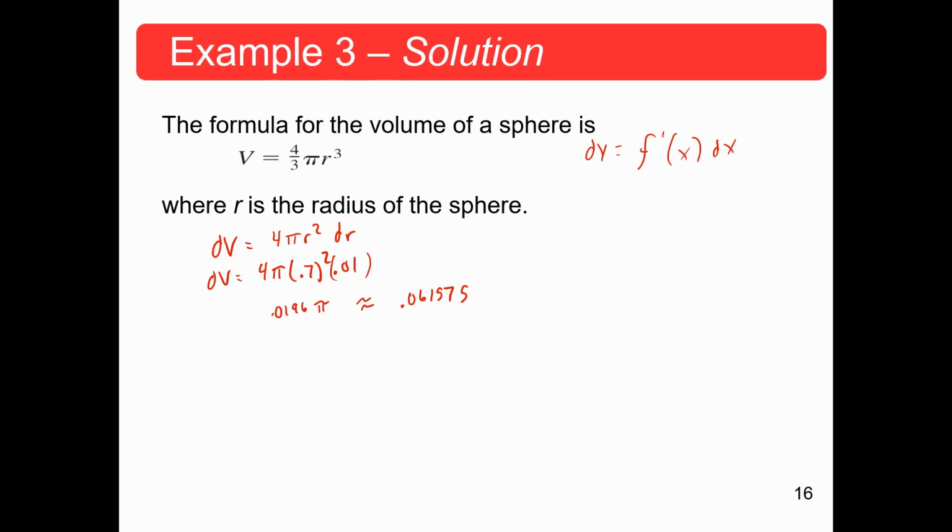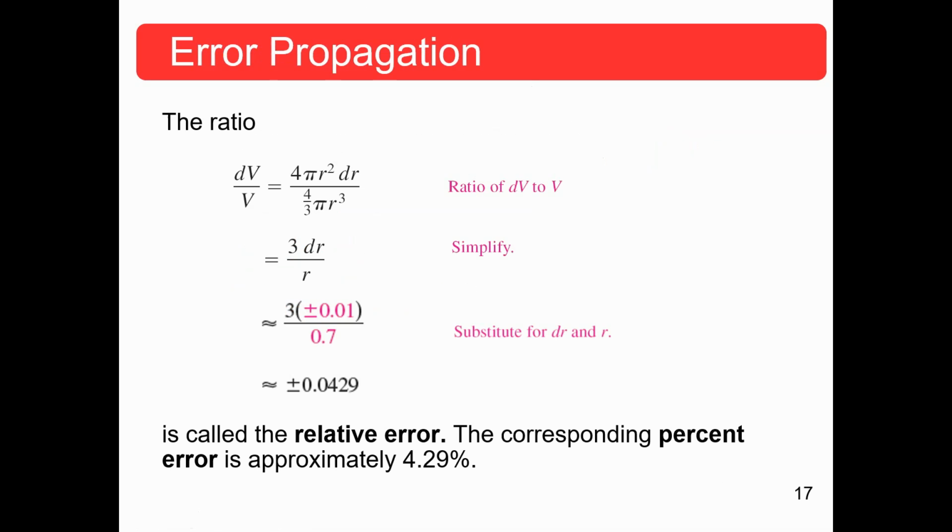Now, if I want to find relative error, okay? Relative error can be given by the ratio of the derivative to the original value. So in this case, we're talking about dv to v. We know that dv was 4 pi r squared. If we take that and divide by the actual value of v, which is 4/3 pi r cubed, then we can simplify this down to this nice little 3 dr over r. We can put our values for dr and r in, and we wind up with this nice little relative error.